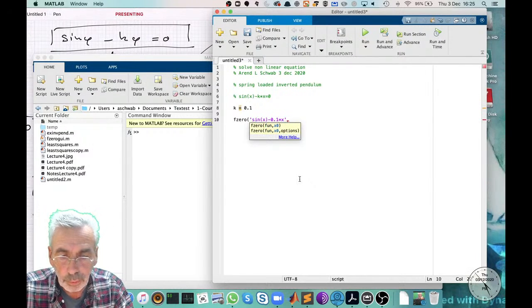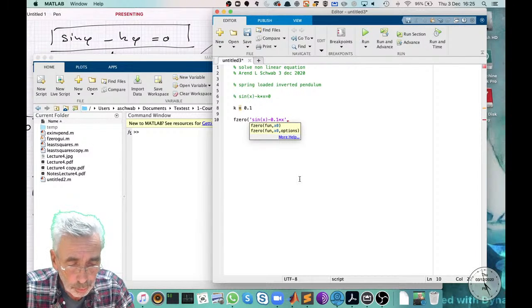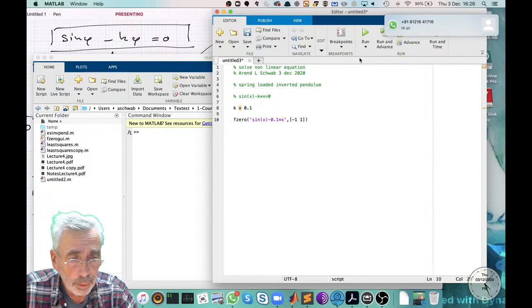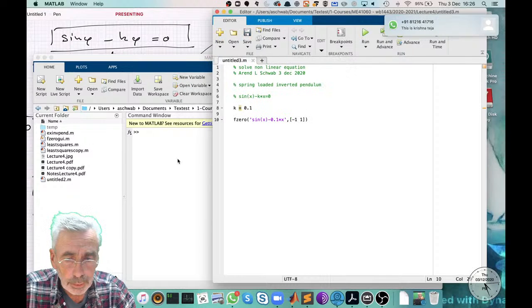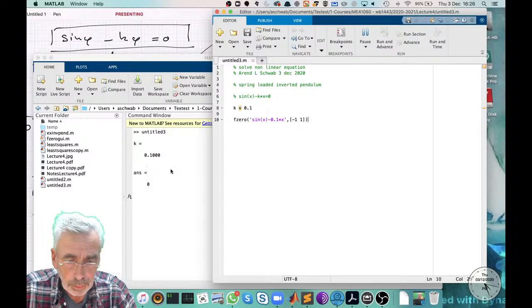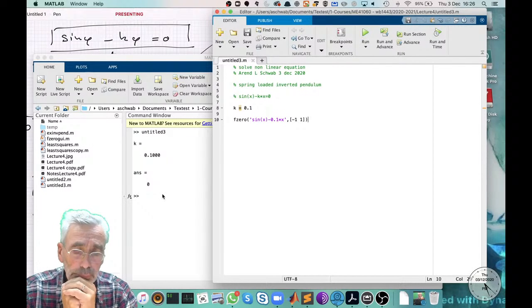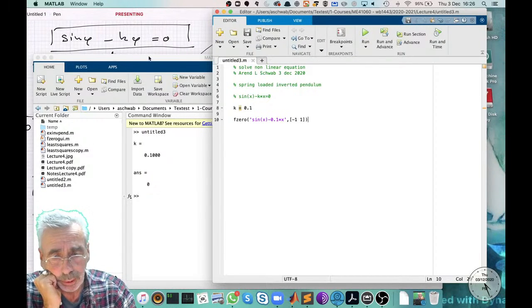Well, and then we have to give it an interval where probably the solution is. Well, I know around 0 there should be a solution, right? So -1 and 1. So let's look in this interval what the solution is. Okay, so let's run it. Let's save this. And the answer is 0. Yeah, I'm totally happy with that. That's the solution, right? Around 0, if we look at it.